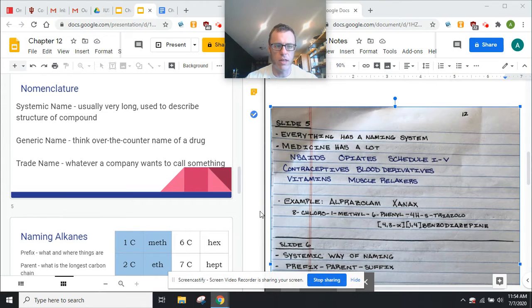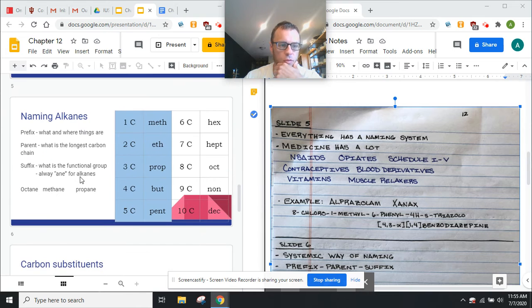So you might think of a generic name like alprazolam. The trade name is Xanax, but its systemic name is 8-chloro-1-methyl-6-phenyl-4H-triazolo[4,3-a][1,4]benzodiazepine. That's a mouthful, but this tells us the structure. These are what they're kind of known as. So we have to start getting into a naming system.